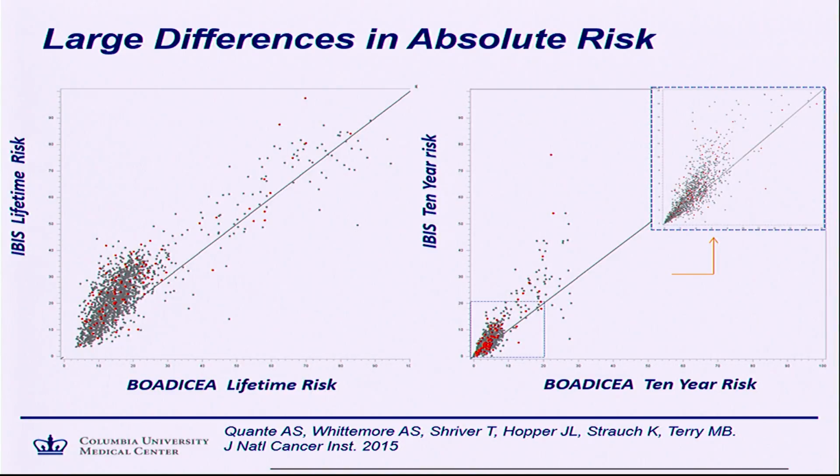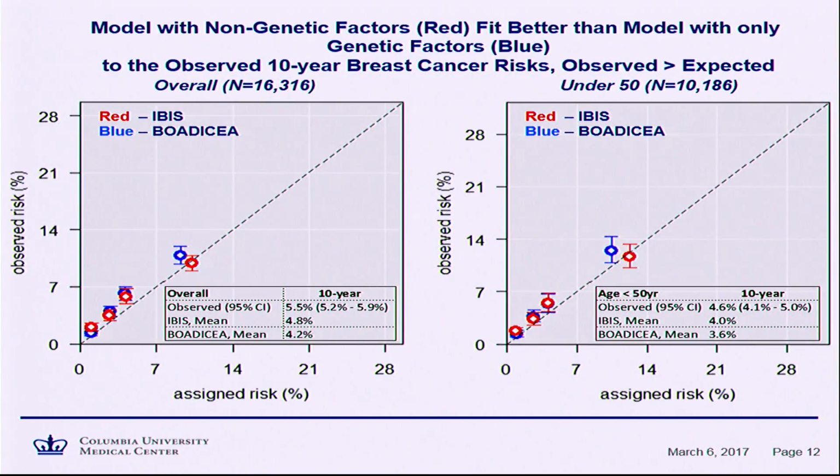The red dots, however, are all the women who went on to get cancer prospectively, so you can see that neither model really discriminates very well yet. But again, they just have very limited non-genetic risk factors in the one model.